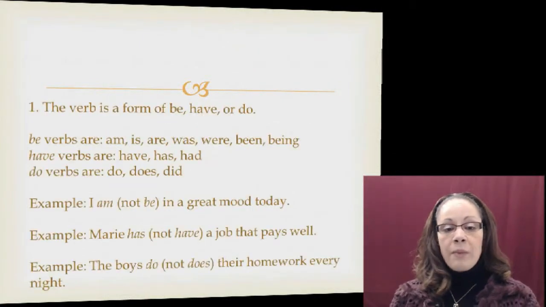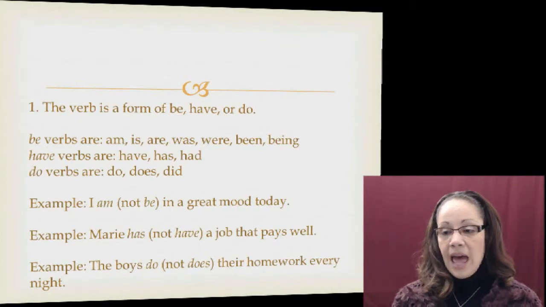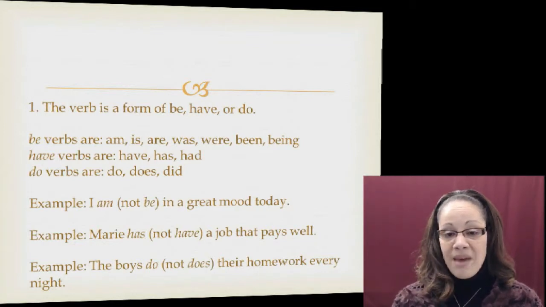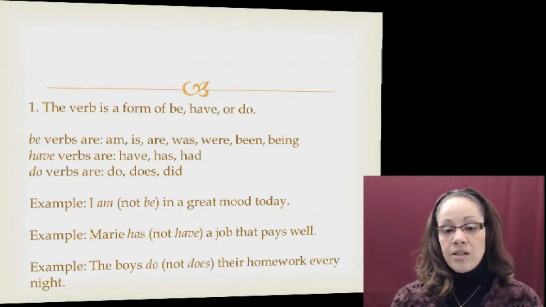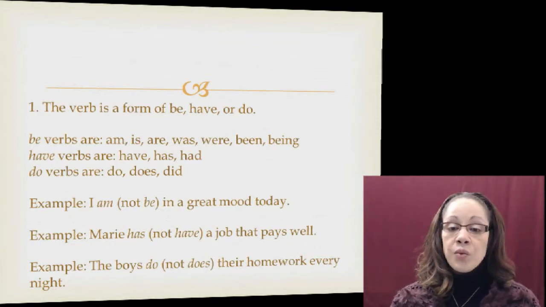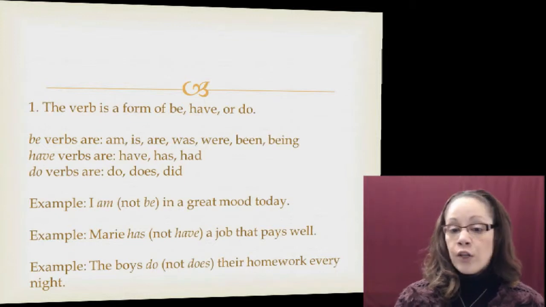The first trouble spot is the verb as a form of be, have, or do. And I have a list of those be verbs for you. Am, is, are, was, were, been, and being. Also, I have a list of the have verbs. There are only 3 of them: have, has, and had. And I have a list of the do verbs: do, does, and did. Again, only 3 of those. Try to familiarize yourself with these 3 sets of verbs as soon as you can, so that'll eliminate confusion later on with subject-verb agreement.